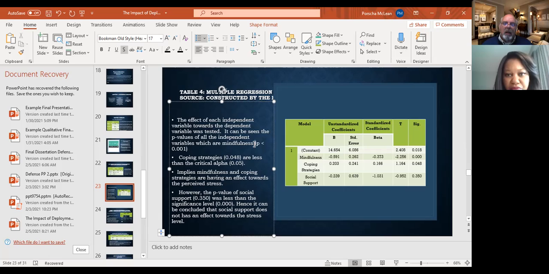Then under coping strategies, same thing. Put little p equals 0.0048. Good. And they're both less than 0.05, which implies mindfulness and coping are having a significant effect.